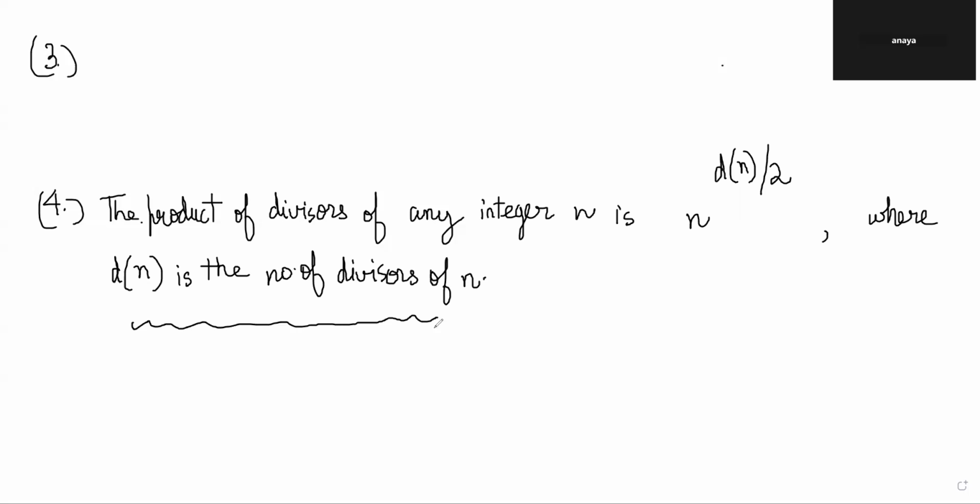So d of n is the number of divisors of n, and we are saying that the product of divisors of any integer n is this. Yes. So try to get a proof for it or why it is working.